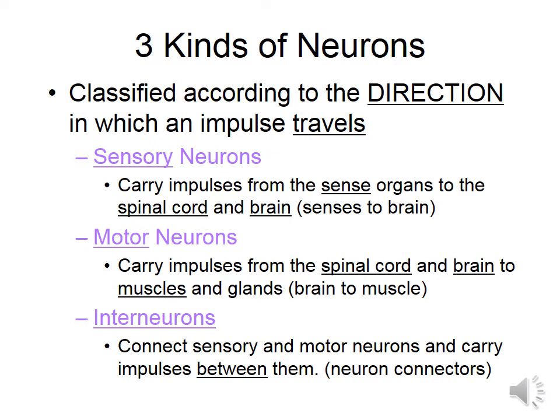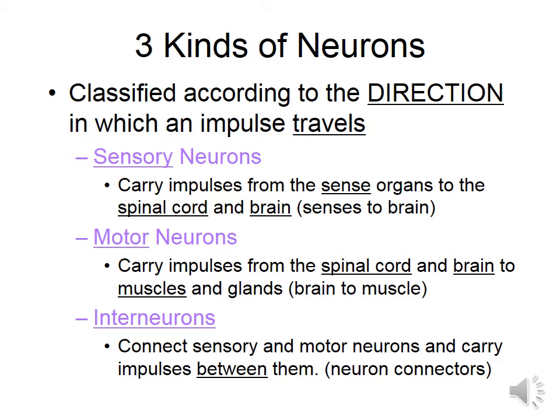So there's three kinds of neurons that we find in our bodies, and they're classified according to the direction in which an impulse is traveling. Okay, so sensory neurons carry the impulses from the sense organs to the spinal cord and brain. So basically, it takes the information from the outside and brings it all in. So those are all the neurons that are associated with bringing information in. Okay, your eyes would be filled with these. They're basically filled with sensory neurons. The tips of your fingers, sensory neurons. They bring information in.